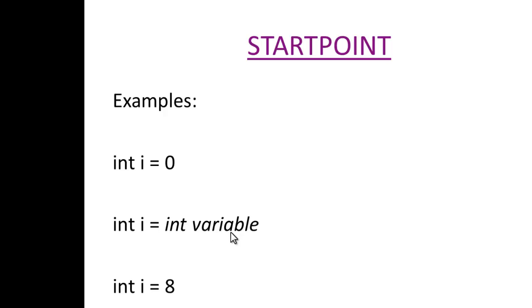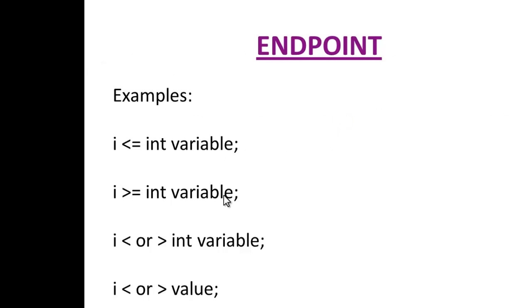You can start in another variable, or you can start at a number, at a different number. The endpoint is where you want to get. Like, what is the last number or the last process that it is going to develop? In this case, the same variable I will be less or equal than a variable. It can be greater or equal, or equal to a variable. It can be greater or less than a value if you know exactly what the value is.